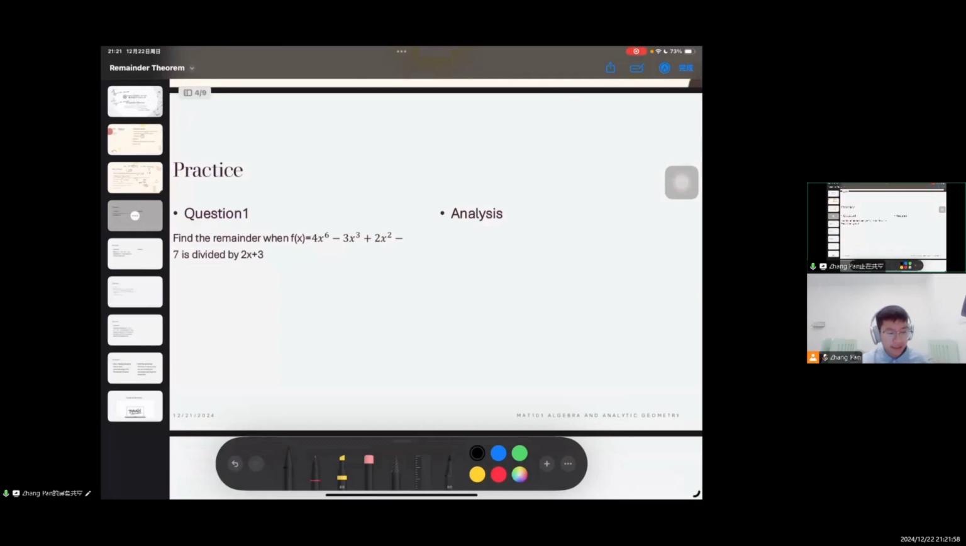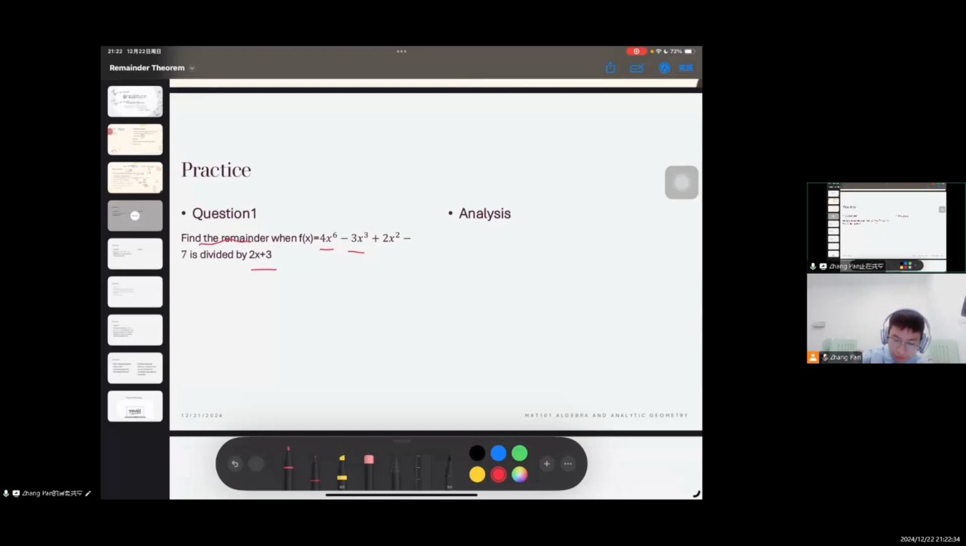Okay, after discussing the theoretical knowledge, let's practice a few questions to familiarize ourselves with this theorem. Let's see question 1. Find the remainder when f(x) equals 4x^6 minus 3x^3 plus 2x squared minus 7 is divided by 2x plus 3.